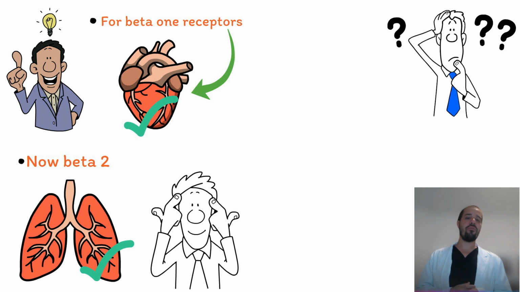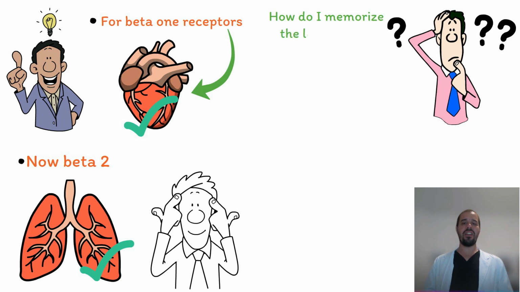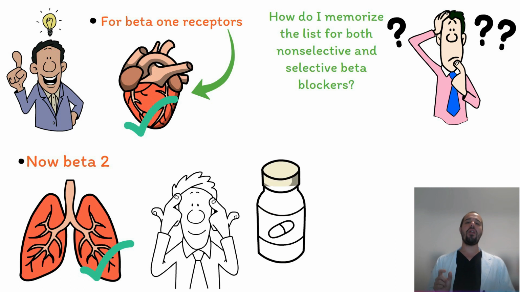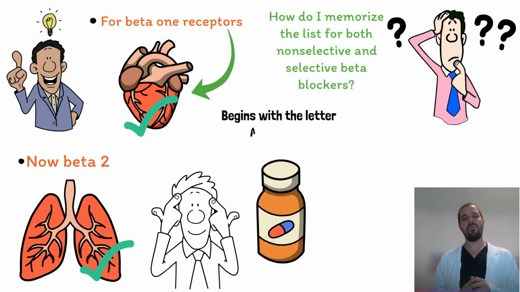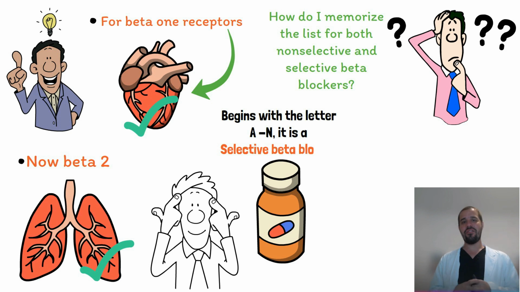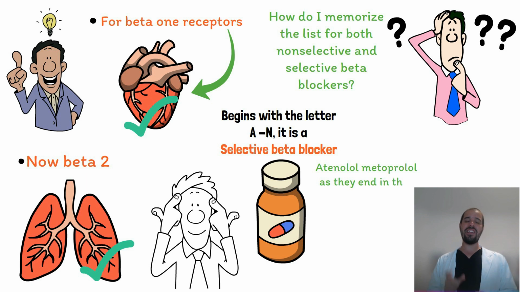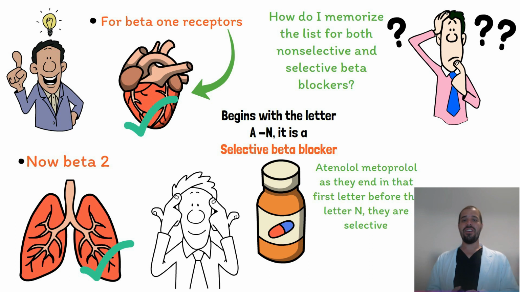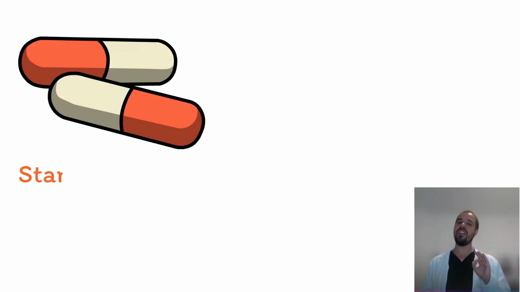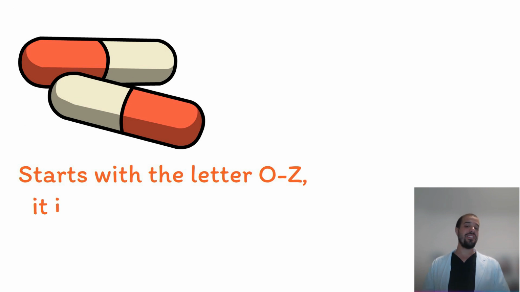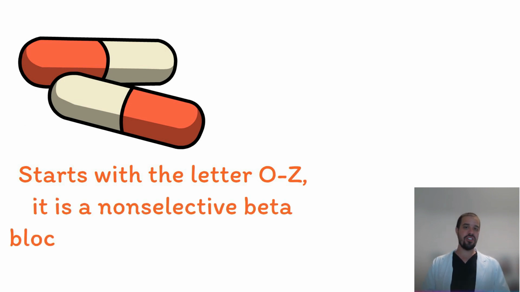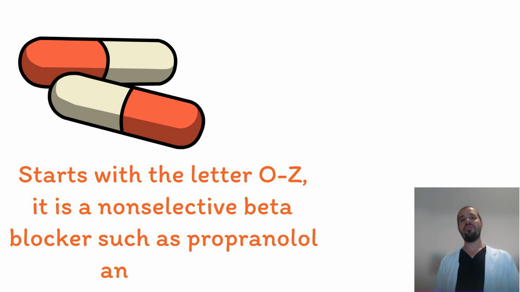Now again, you guys are probably asking, there are so many beta blockers, Professor Lopez. How do I memorize the list for both non-selective and selective beta blockers? If your beta blocker begins with the letter A through N, it is a selective beta blocker. Examples include atenolol and metoprolol. As they begin with a letter before the letter N, they are selective. Now, if your beta blocker starts with the letter O through Z, that is a non-selective beta blocker, such as propranolol and sotalol.